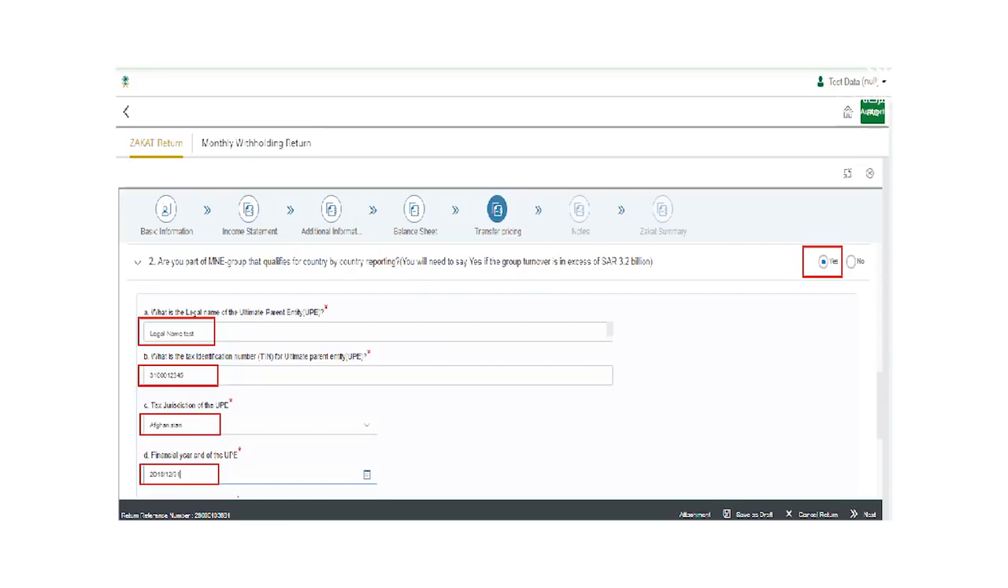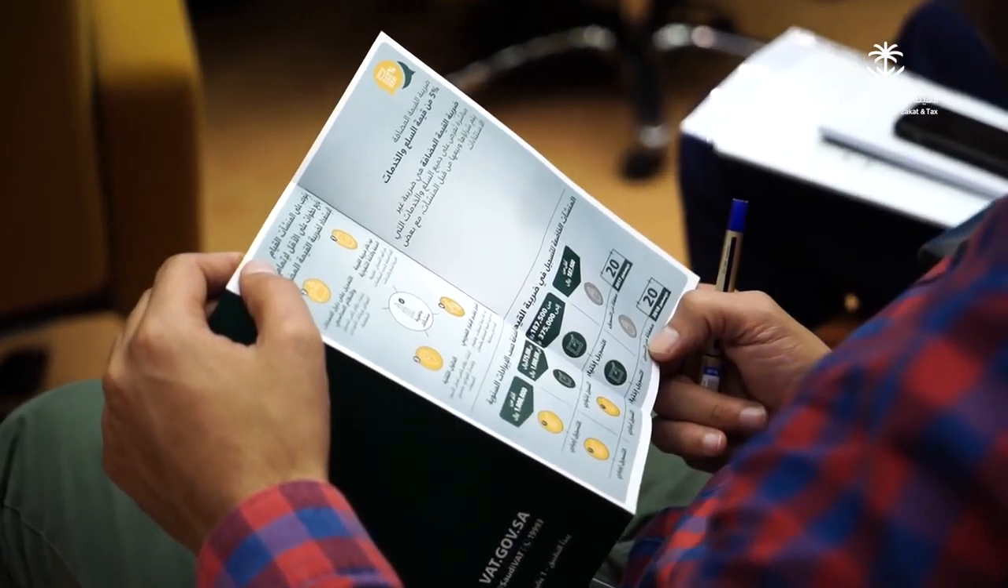The second question is called CBC notification, and both of them are an integral part of your tax declaration and must be submitted at the time you submit your tax declaration. Here, you only have to select yes if you are part of a group that has a consolidated revenue of 3.2 billion SAR in a year. So if you are part of any group that has 3.2 billion SAR, then you need to answer yes, and you need to provide the following information.